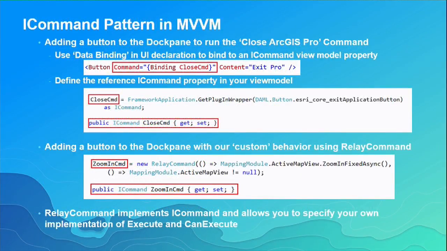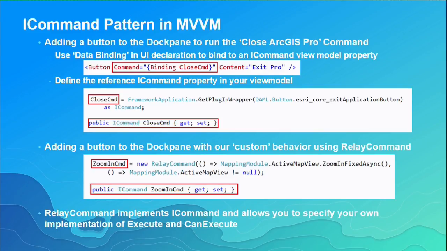And here are a few samples of how I add a button to the doc pane. Here, for example, the first sample would be the close ArcGIS Pro command. Again, I have to use data binding in the UI declaration to bind the command property to an ICommand in my view model. And then in return, I have to define the ICommand property in my view model.